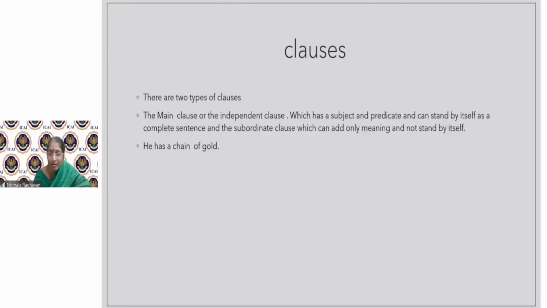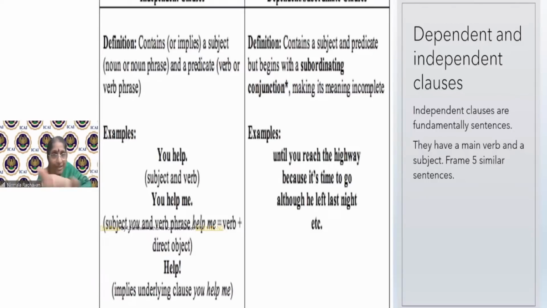Okay, now I move on. So you have samples of independent clauses and dependent clauses. Independent clause is called the main clause. Dependent clause is called the subordinate clause, because it will not be complete without the independent clause. In other words, it's a phrase.